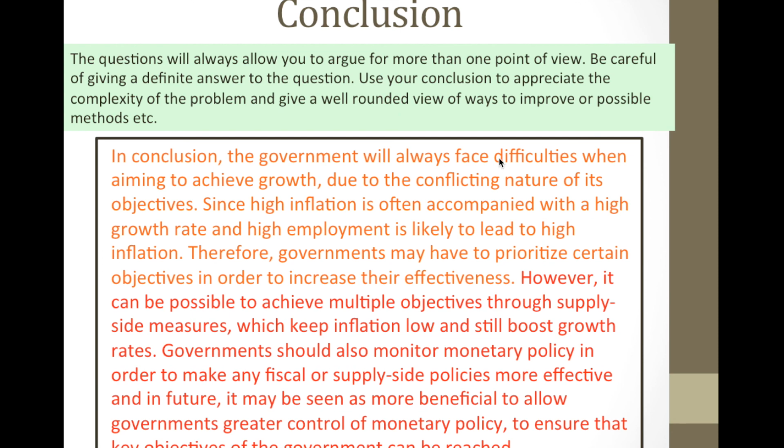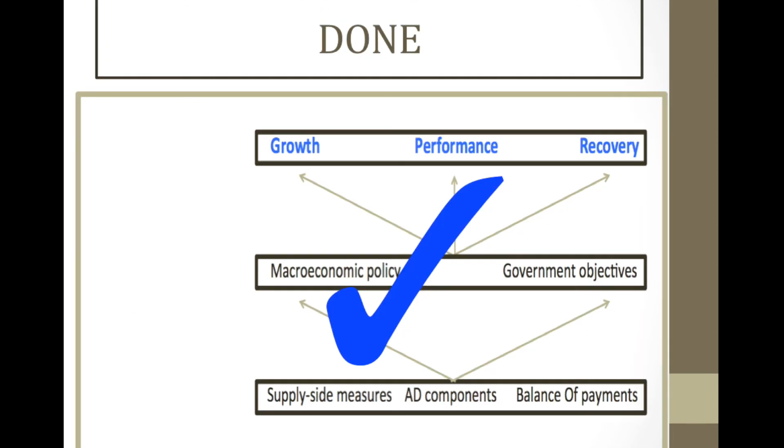Like I said, be careful of giving that definite answer. The point of the 25 marker is that it allows you to think more deeply about the question and think that it's not necessarily as easy as it may seem. Again, pause this video and just read this context and see how my analysis and evaluation links in to the other.